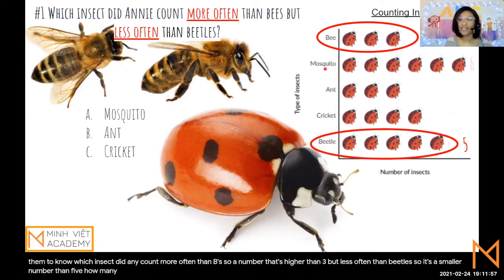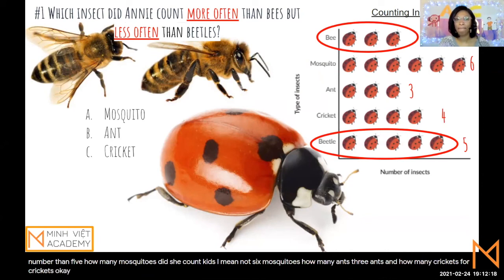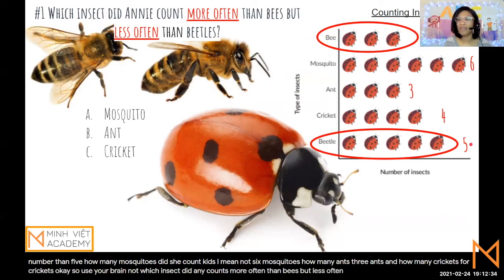How many mosquitoes did she count, Kit? 6. 6 mosquitoes. How many ants? 3. 3 ants. And how many crickets? 4. 4 crickets. Okay, so use your brain. Which insect did Annie count more often than bees, but less often than beetles?